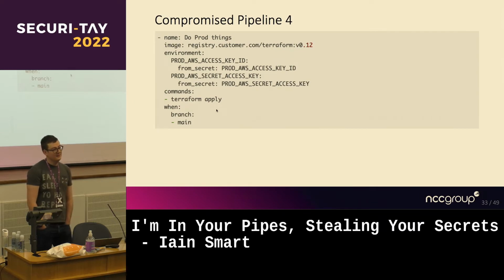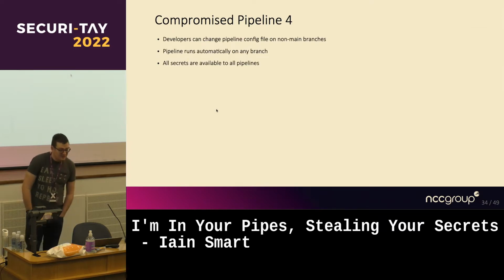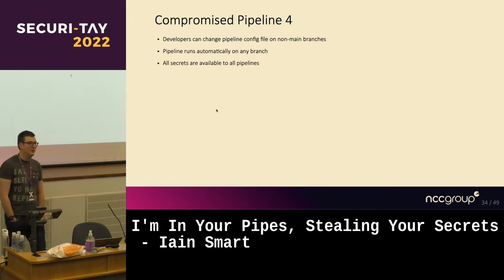The theory being, there's no way for an average dev to get code into main without approval. So this is fine to do automatically. There's absolutely no problems here whatsoever. Apart from the fact that devs could change the pipeline config file on any branch.